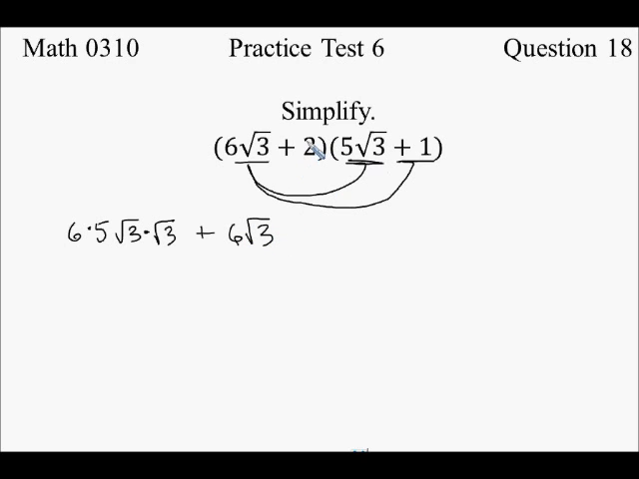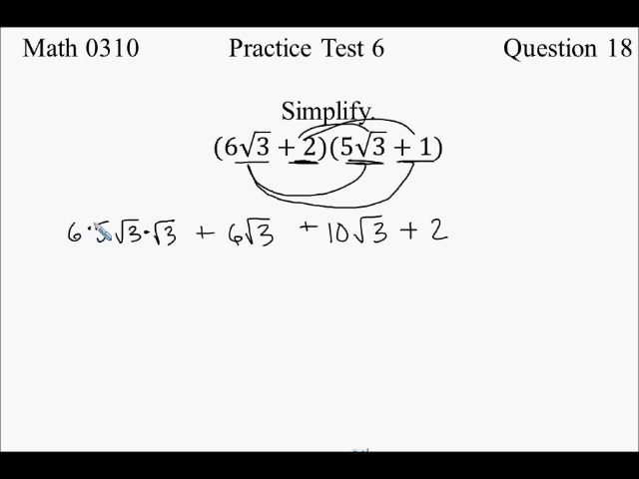Alright, and now let's go ahead and distribute our plus 2. So plus 2 times 5 square root 3, so 2 times the 5, that's going to give us 10 square root 3. And then 2 times 1 is just going to give us a positive 2 there.